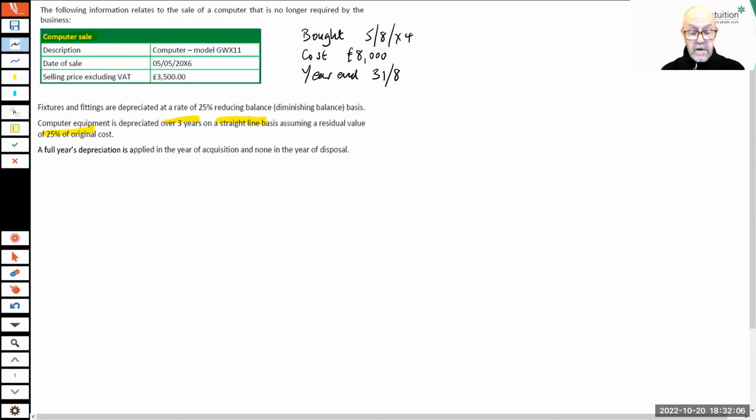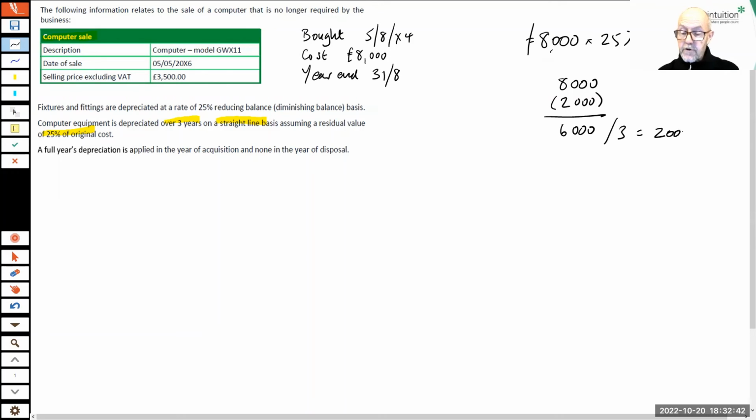So £8,000 times 25% means we expect this to be worth £2,000 at the end of its life. Our depreciable amount is therefore going to be £6,000. And we are depreciating over 3 years on a straight line basis, so we're simply going to divide that into 3 identical pieces of £2,000.